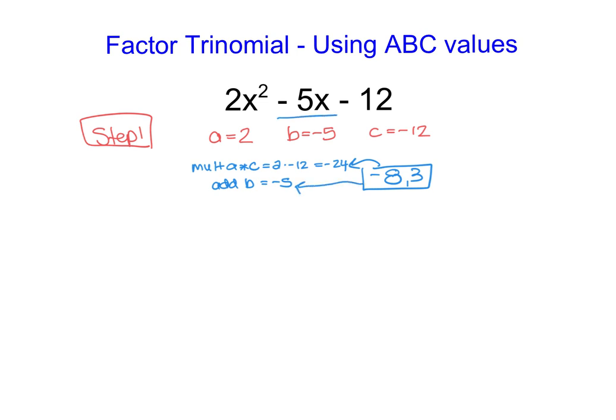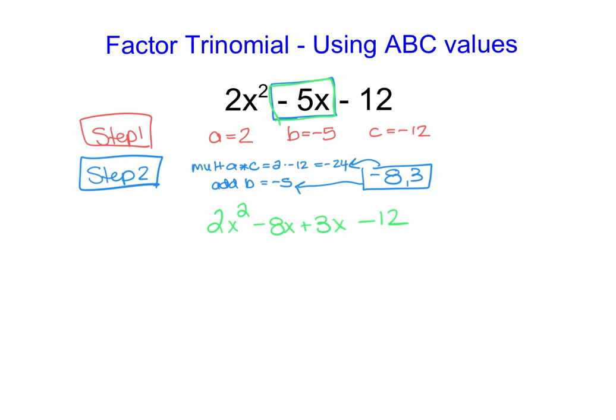So what I'm going to do is take this middle number here and rewrite it using -8 and 3. If I go down to my next step here, notice I'm going to leave the 2x squared and the -12. Those I'm not going to change. But this -5x I'm going to write as -8x plus 3x. Notice that technically I wrote -5x, but I wrote it using an addition problem with two terms, because -8x plus 3x gives me this -5x here.